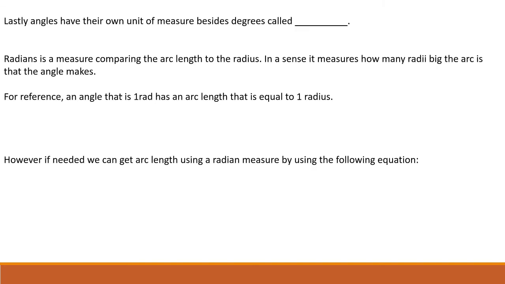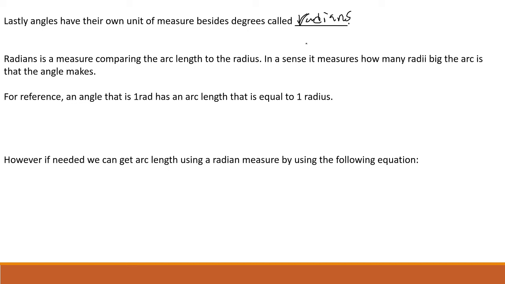And then there's one last thing we need to talk about with angles here, and that's about the different ways to measure an angle. So angles have their own unit measurements besides degrees, and that's called radians. So you can measure angles in terms of radians, not just degrees. So a radian is basically a comparison of the arc length to the radius. And that's how big an angle is.